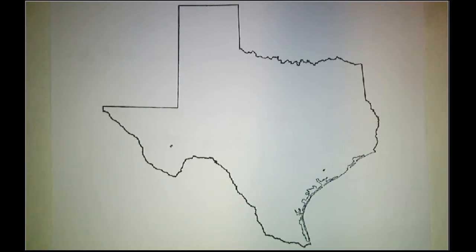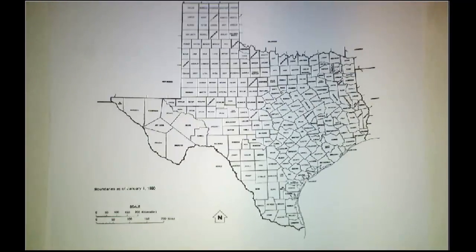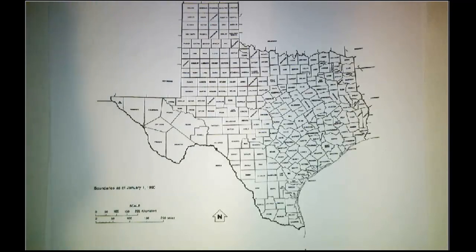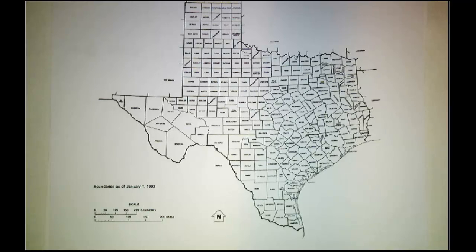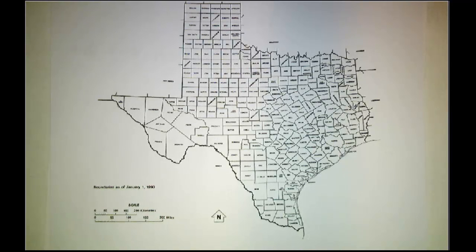So what do you do? How do you get a good estimate of the population of Texas if you don't know the density everywhere? The answer is you break Texas up into pieces. In this case, counties. Texas is made of 254 counties. And what you do is you figure out, well, what's the population of El Paso County? What's the population of Presidio County? What's the population of Travis County? What's the population of Harris County? If you can figure out the population of each county, then you can add them up. The whole is the sum of the parts.